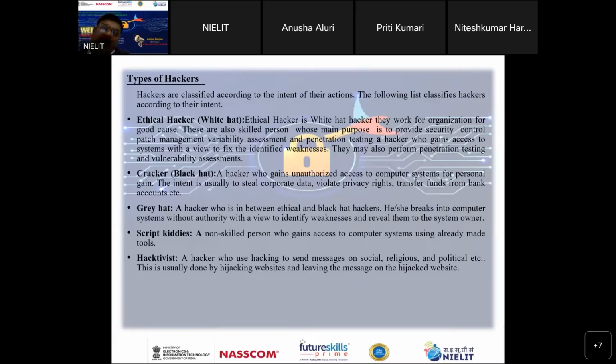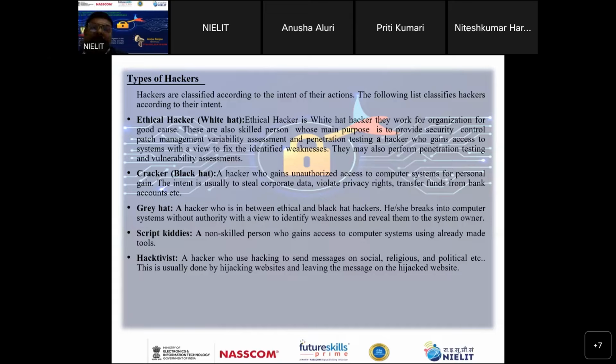There are different types of hackers in our society, such as the ethical hacker. Ethical hackers are also known as white hat hackers. White hat hackers work for an organization for a good cause. They are skilled persons whose main purpose is to provide security control, patch management, vulnerability assessment, and penetration testing. It's a hacker who gains access to a system with a view to fix identified weaknesses. These people are known as ethical hackers or white hat hackers.